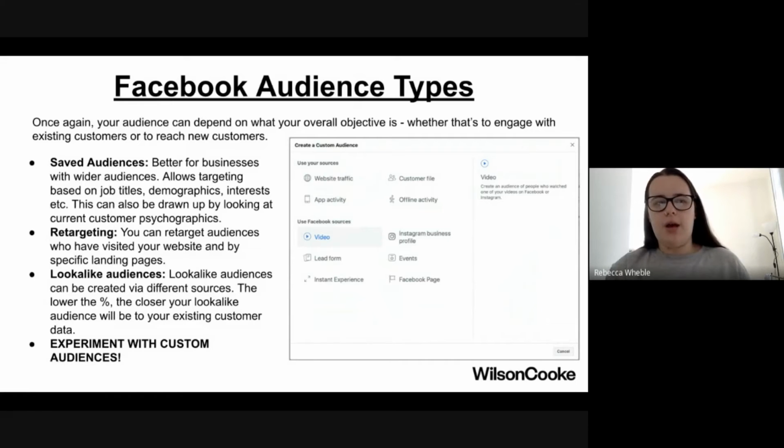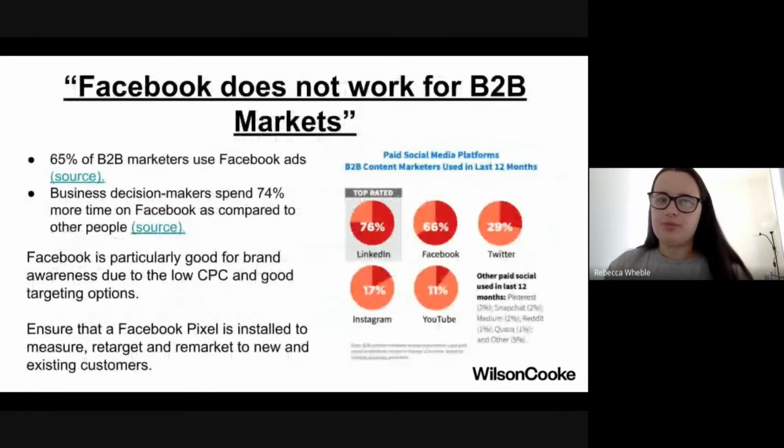But if you have more of a B2C product, say you're selling handbags or clothes, I always use that example, then you can be a little bit broader because everyone needs clothes. You could argue that everyone doesn't need a handbag, but you know. And then, like I said, experiment with custom audiences. So experiment as much as you can.